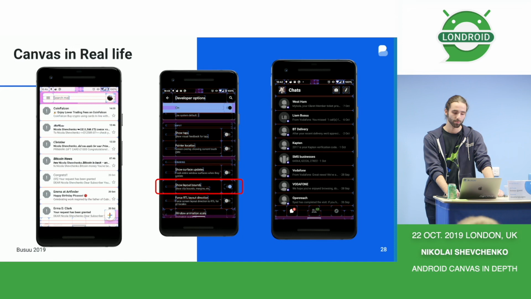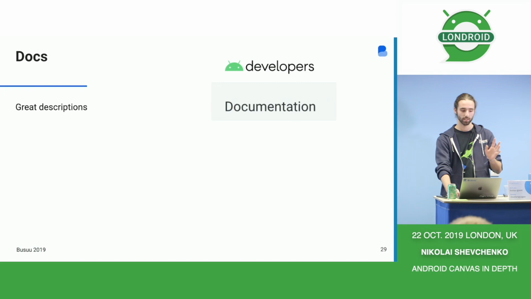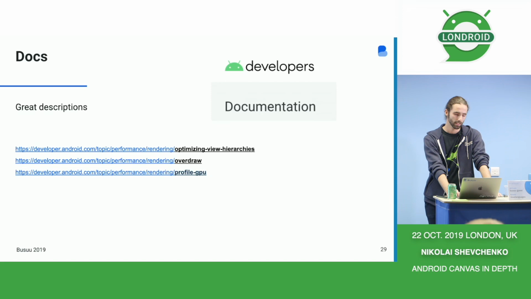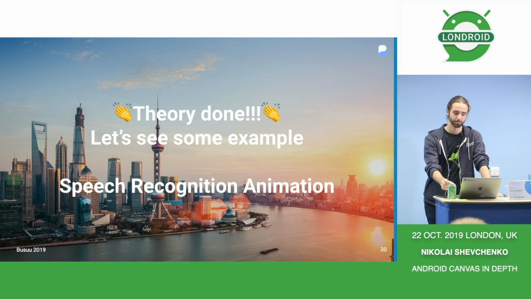Guys, all of this material was taken from our documentations. There's some very great, easy descriptions to understand how you can optimize view overdraw and profile GPU. And now that we've done the theory, we understand why the canvases are so much better. Let's see how we can actually use them. I hope your brains are still okay.